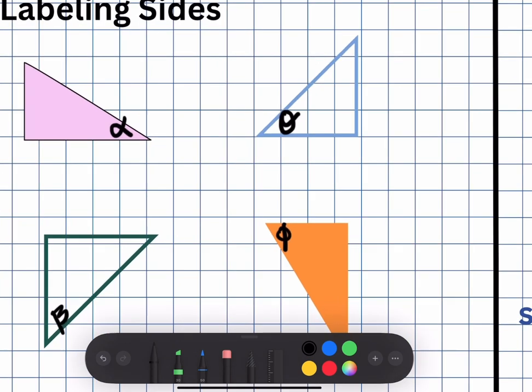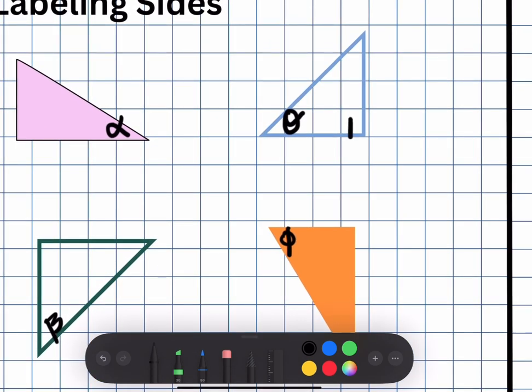So the first thing you need to do is find your 90-degree corner, okay? And across from 90 degrees is always your hypotenuse, okay? So across from this 90, hypotenuse. Across from your 90, hypotenuse. One more time. Across from your 90 is your hypotenuse, okay?